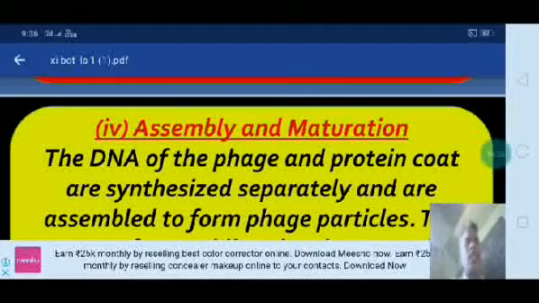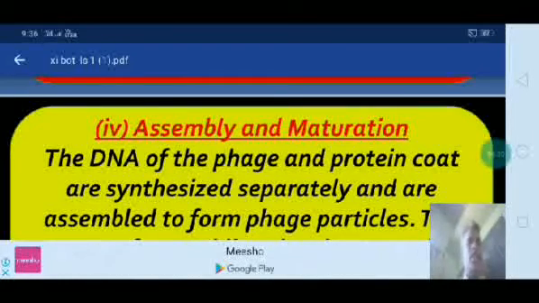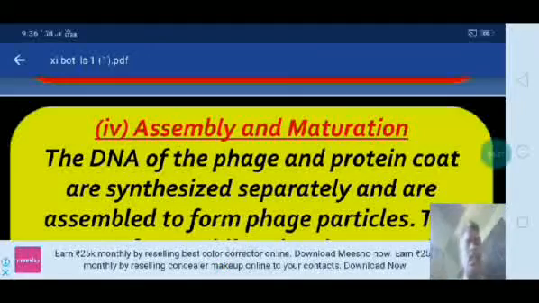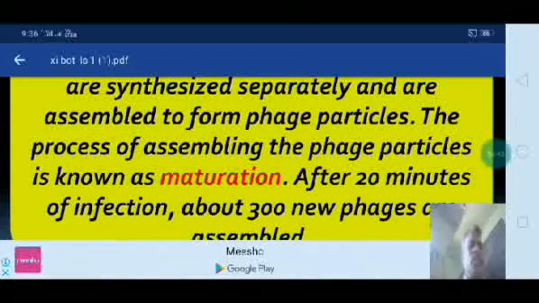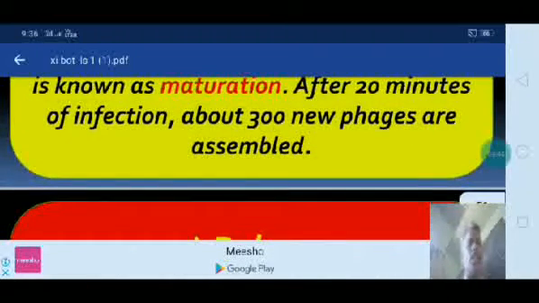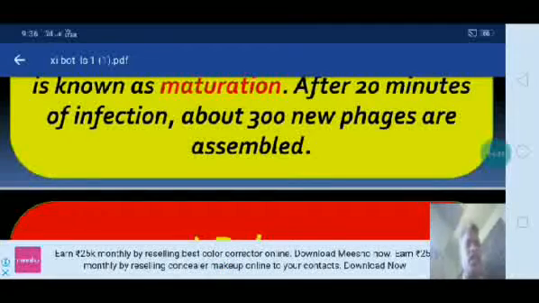The last one is assembly and maturation. These are joined together, then matured. The phage DNA and protein coat are synthesized separately and are assembled to form phage particles. The process of assembling the phage particle is known as maturation. After 20 minutes of injection, about 300 new phages are assembled.